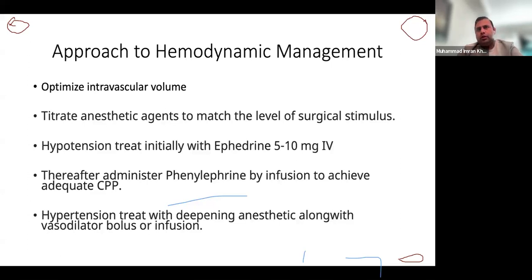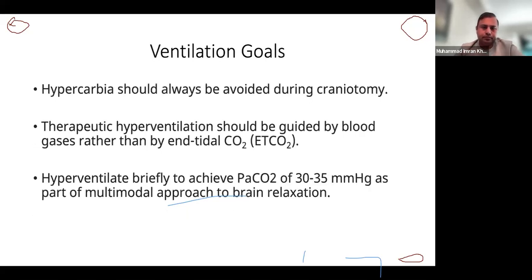For the most part, most of our craniotomies are pretty low stimulus once they get in. The actual pinning and going in is the most painful part, but once they're in, it's pretty low stimulus, so you have to change your parameters accordingly to achieve the hemodynamic goals that you've set.